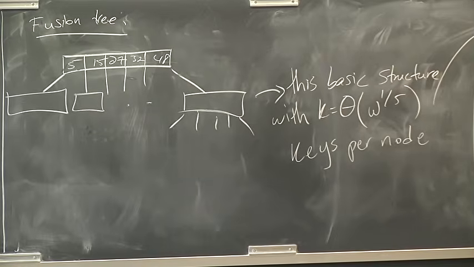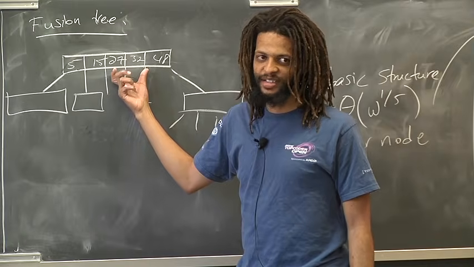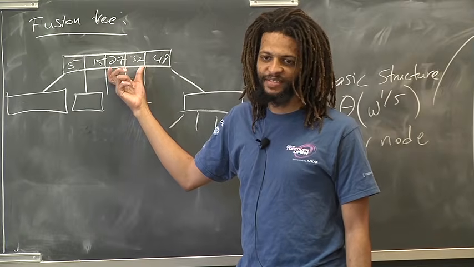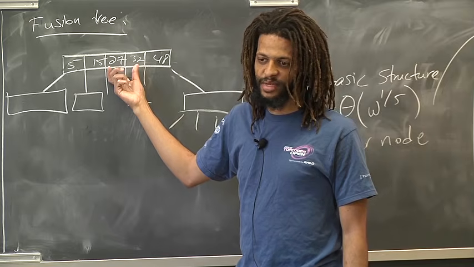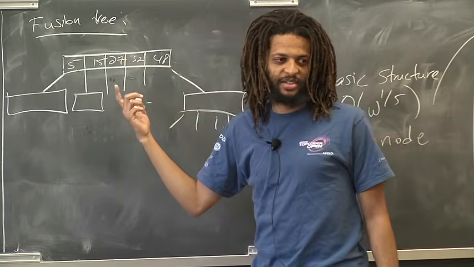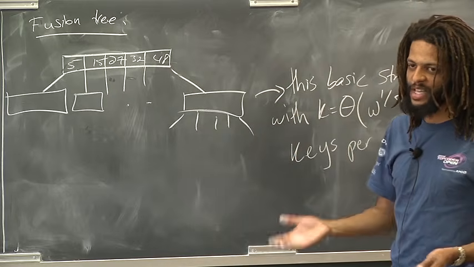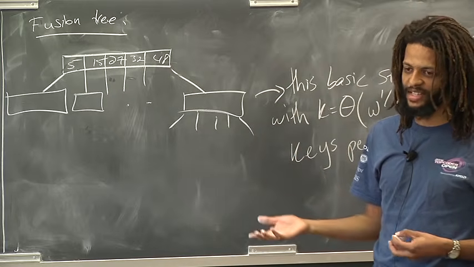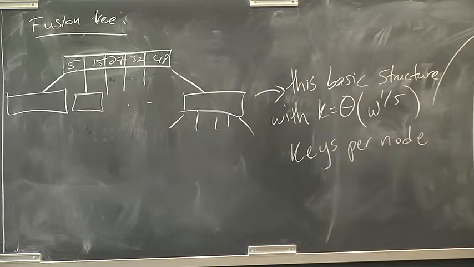Now, does anyone see something that blatantly can't work about that? There are w to the 1/5 keys in here. How much space does each key take? Not log w, but w. A key fits in a word, right? So the amount of space to represent a node is w to the 6/5. We can't even fit it in a single machine word, so how can we process it in constant time? We're going to have to develop some techniques to get around that.